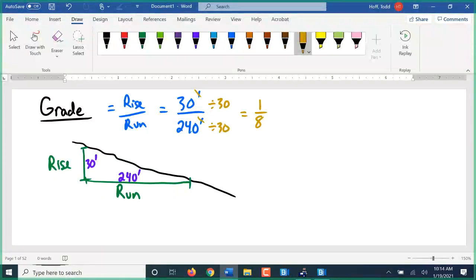Now, standard practice, grades are typically expressed as a percent. And we'll look at how we can convert those into a percent later on. We might get to it today, otherwise it might not be till Thursday.